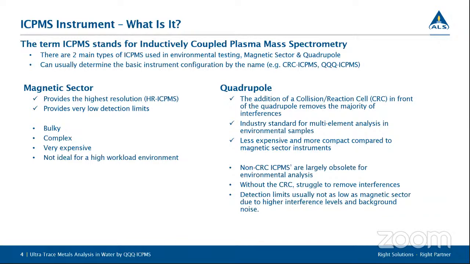But the introduction of collision and reaction cell technology, or CRC technology, has greatly improved the interference removal capabilities for quadrupole instruments, such that they're now the industry standard for multi-element analysis in environmental testing. However, one interference that cannot be removed by the collision cell ICPMS is from doubly charged ions, which we will talk about in an example later when we talk about low-level arsenic analysis.